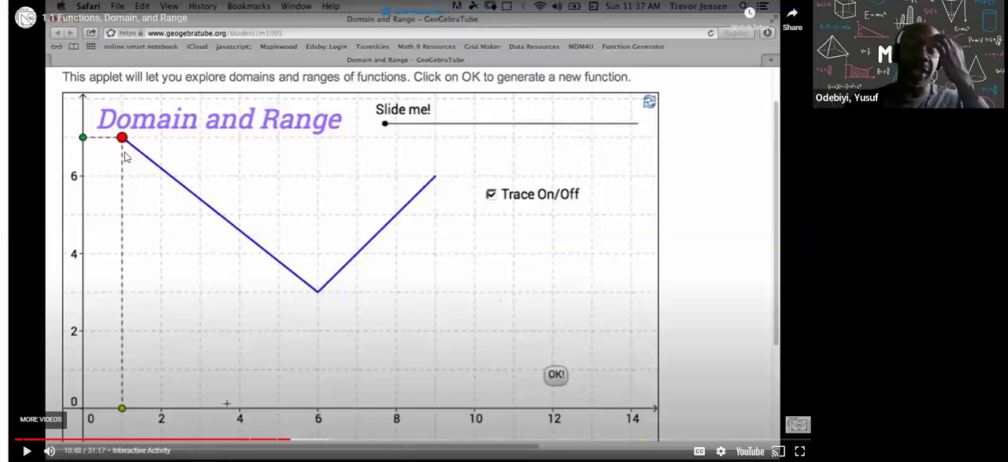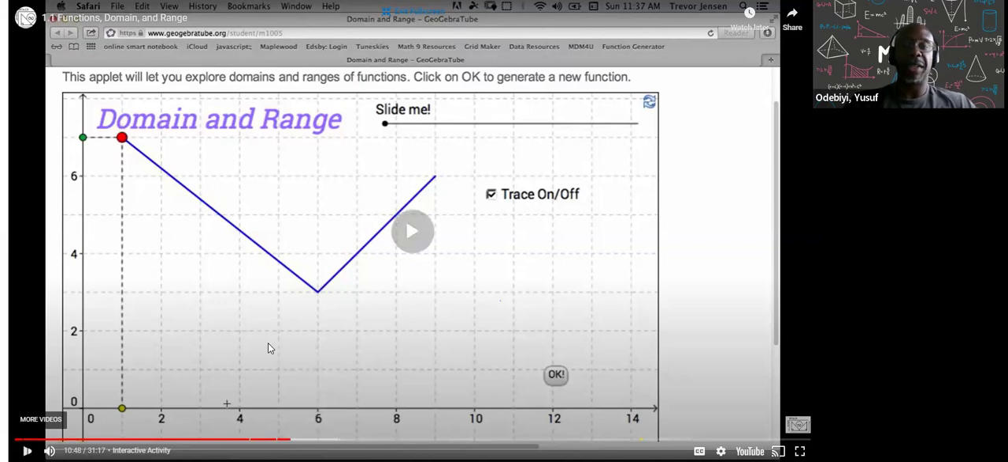What are the values of the x-axis for this graph here? Well, if I look at the x-axis, just looking at the x-axis, this graph looks like it starts at 1 and it goes to 9. So the domain of the graph is 1 to 9. That's what it looks like, 1 to 9. And the range of the graph, well, my lowest number is 3. My highest number is 7. So the range is from 3 to 7, okay?